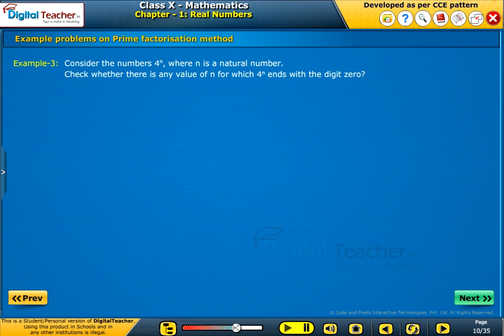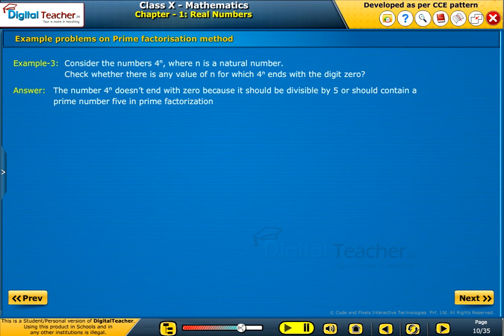Consider the number 4 power n, where n is a natural number. Check whether there is any value of n for which 4 power n ends with the digit 0. The number 4 power n does not end with 0 because it should be divisible by 5 or should contain a prime number 5 in prime factorization.